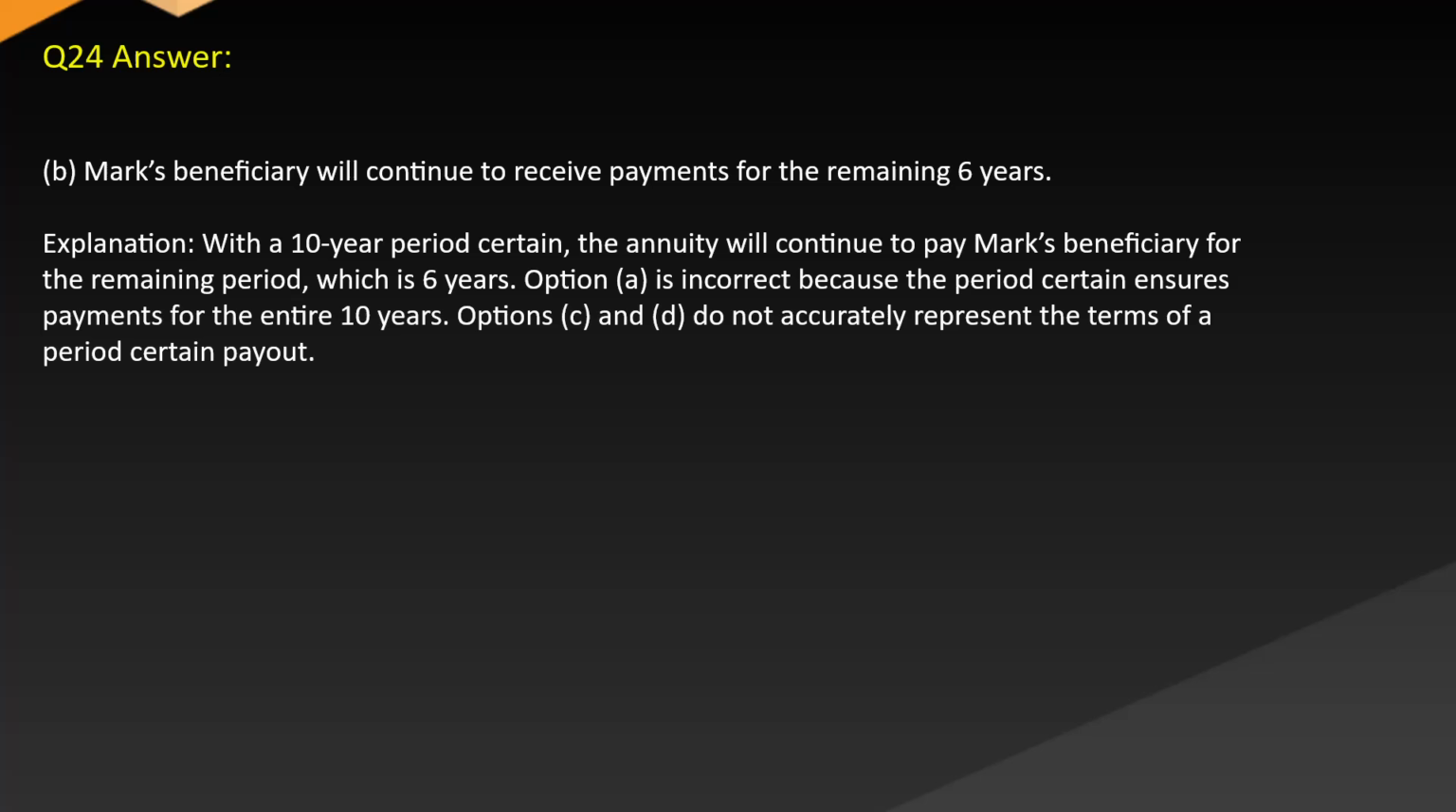Answer B. Mark's beneficiary will continue to receive payments for the remaining 6 years. Explanation. With a 10-year period certain, the annuity will continue to pay Mark's beneficiary for the remaining period, which is 6 years. Option A is incorrect because the period certain ensures payments for the entire 10 years. Options C and D do not accurately represent the terms of a period certain payout.